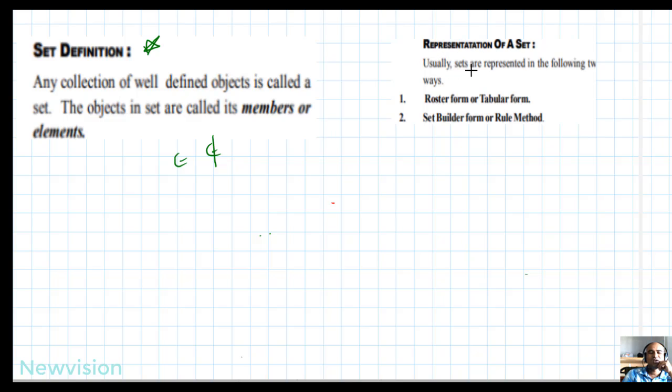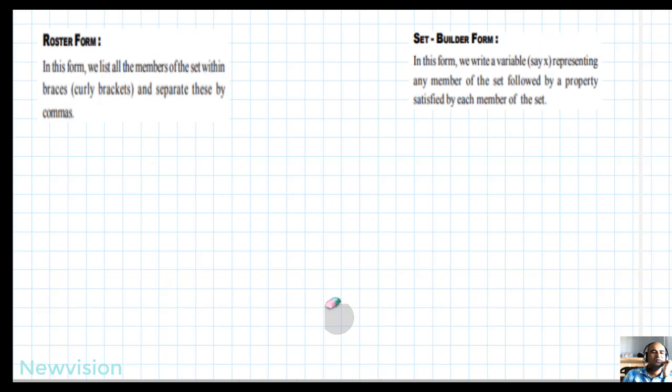Representation of a set. Usually sets are represented in the following 2 ways: roster form or tabular form, and set builder form or rule form. Okay. Next, roster form. In this form we list all the members of the set within braces, separated by commas, as just explained.